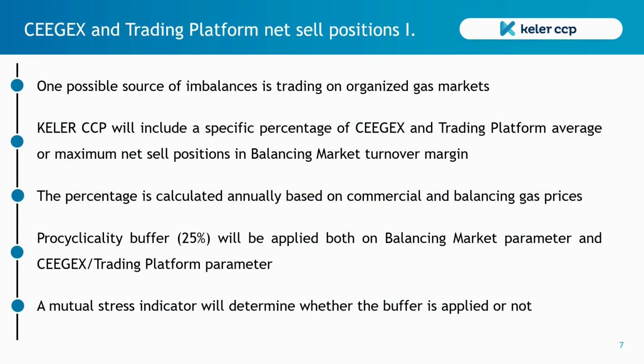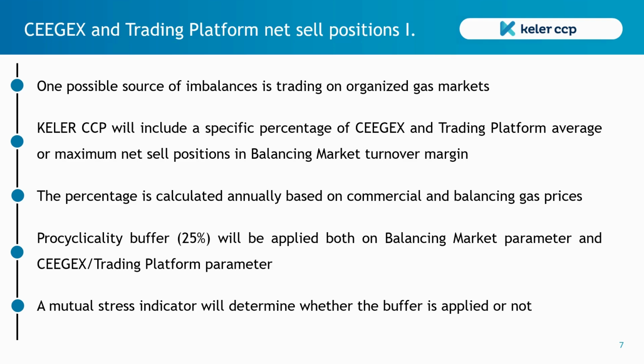The third and the biggest change is related to the trading platforms and CEEGEX net sell positions. These positions shall be considered in the balancing market turnover margin. We identified that one possible source of imbalances occurring on the balancing market can stem from the trading on organized gas markets. Hence, KELER CCP decided to include a specific percentage parameter for the CEEGEX and Trading Platform's average or maximum net sell positions in the balancing market turnover margin.